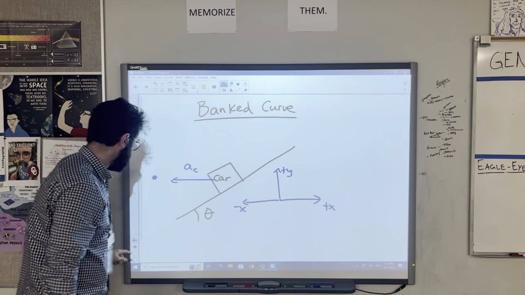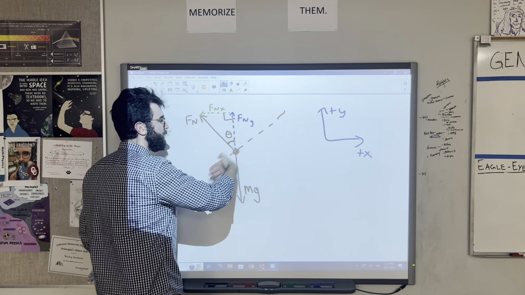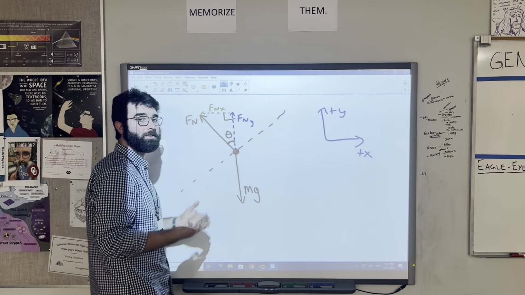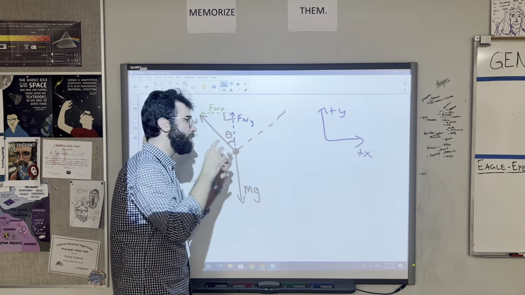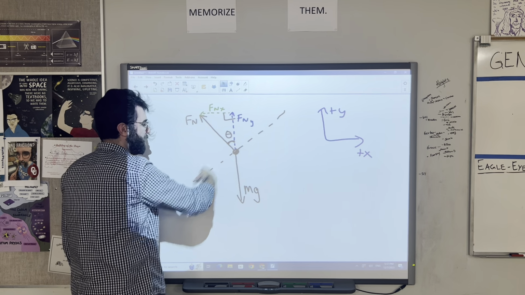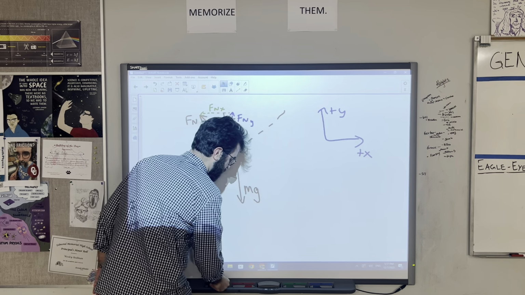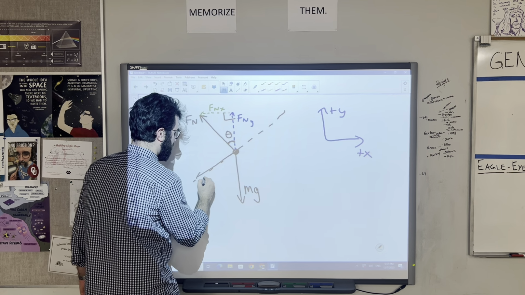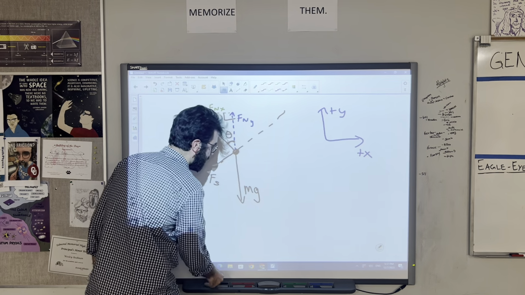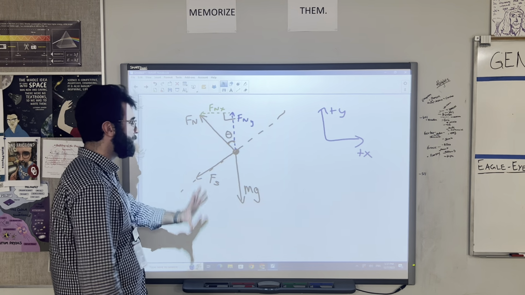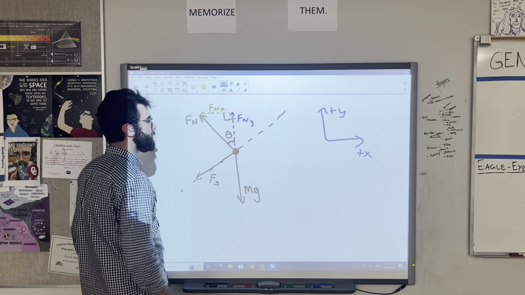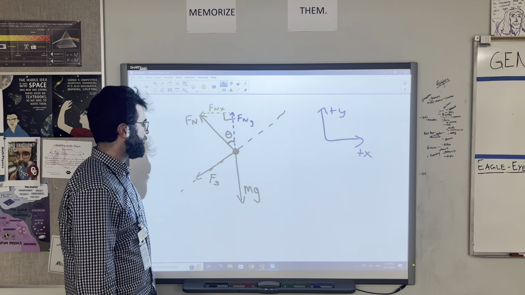So now, your force of static friction is still pointing along the surface, right? It's an interaction between the surface and the wheels, but it's still going to be pointing as close as it can to the center of the circle. So I have a force of static friction down this way. Again, this is only for the AP 1 question. The AP C E question does not deal with friction at all. It's a frictionless banked curve.